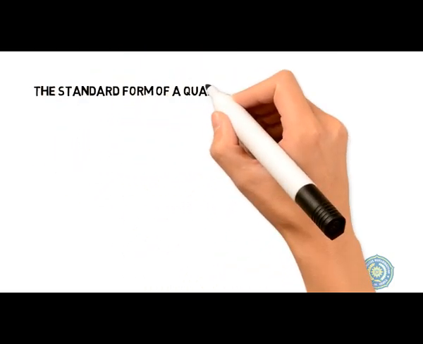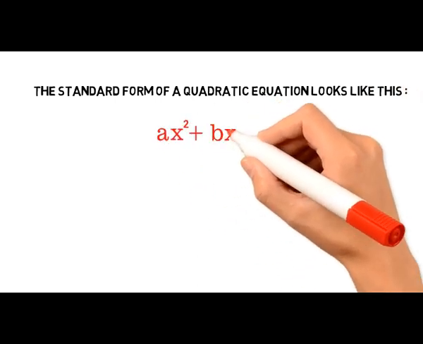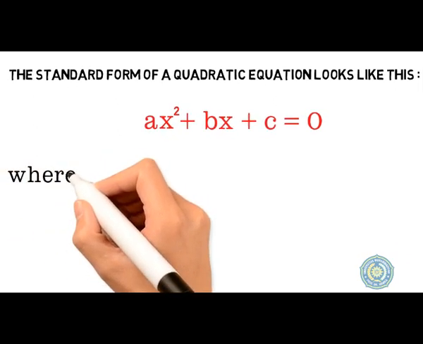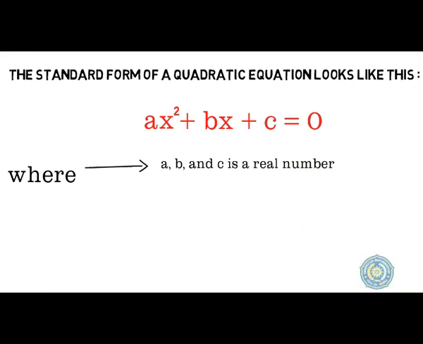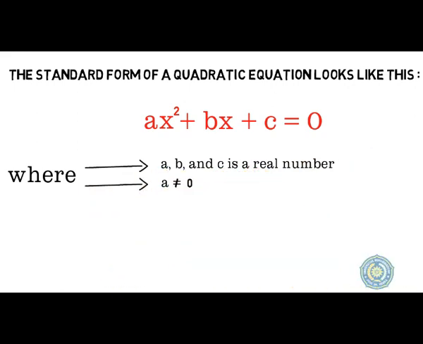The standard form of a quadratic equation looks like this: ax squared plus bx plus c equal to 0, where a, b, and c are real numbers and a is not equal to 0.